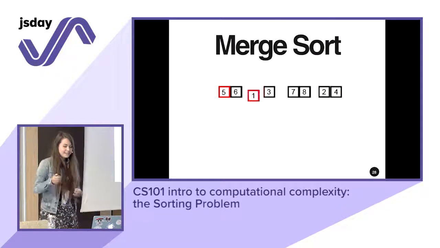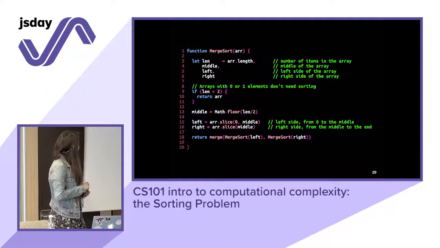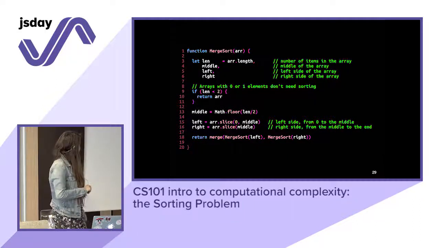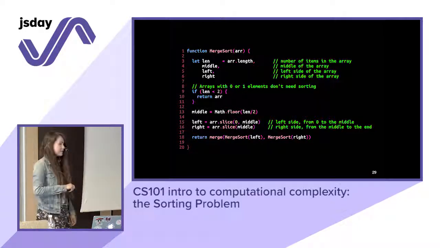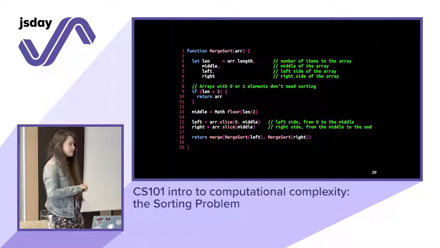The actual implementation in JavaScript is very easy. In this case, we have a middle variable, which is just taking the middle element of the array. The left variable is slicing the array from 0 to the middle part of the array, and the right part is slicing the array from the middle to the end. Then this last line of code is calling the merge sort function on the left array and on the right side of the array recursively, and then it's merging back together the whole result.